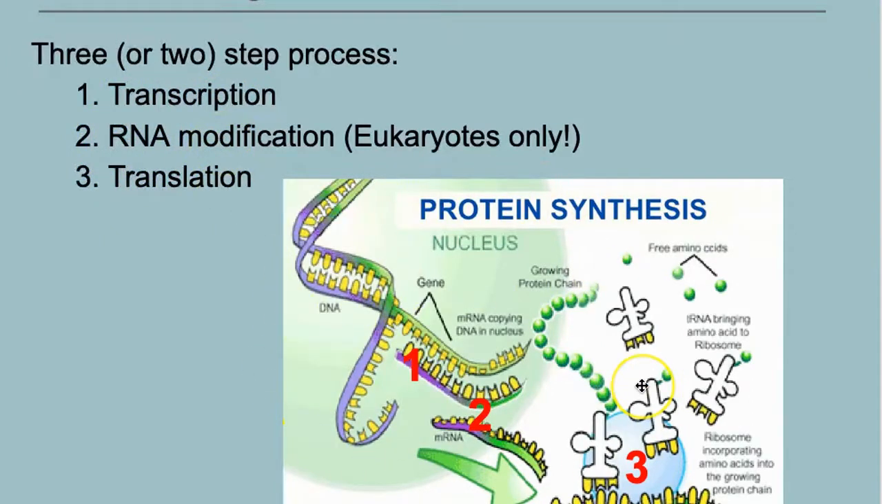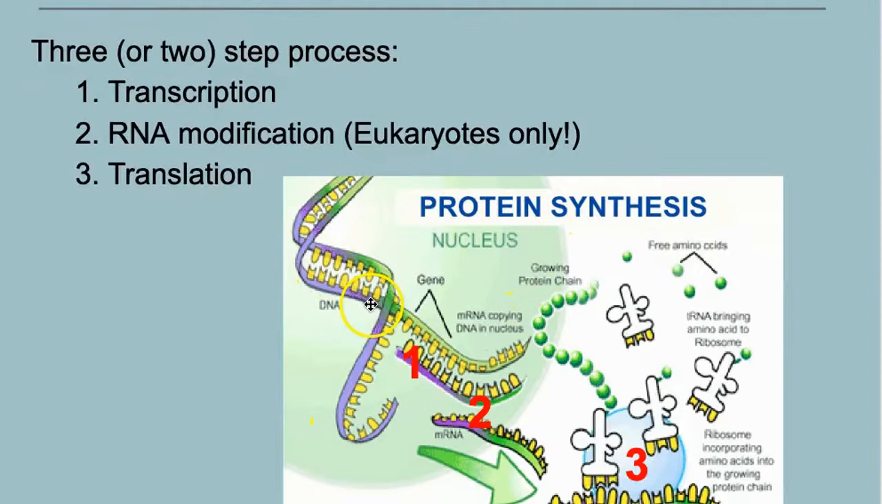Here's a nice graphic showing the overview of protein synthesis. In eukaryotic cells, it begins inside the nucleus. Here's our DNA, and the process of transcription is just making RNA from DNA. That's what we'll talk about first in this video. And then in the next video, I'm going to talk about RNA modification. That's eukaryotes only, the second step.